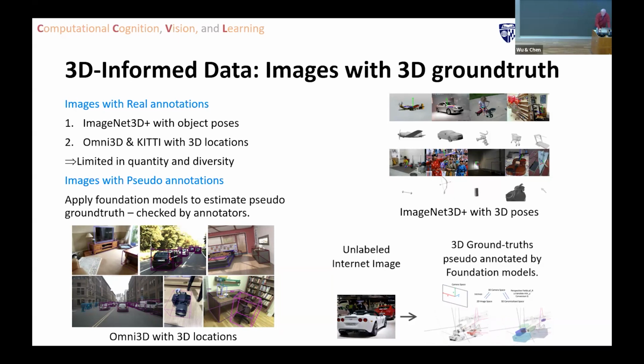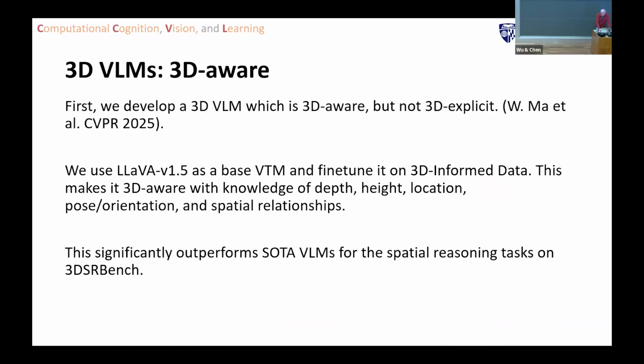Okay, so that gives you 3D informed data was the term that we used for this. Some images with real 3D ground truth, and some pseudo-annotated by foundation models checked by humans. And then first paper, we developed a 3D VLM, which we call 3D aware, but not 3D explicit. 3D aware means what you do is you take an existing VLM. We took LLaVA because Facebook at that time was a good company. Well, Meta was. Well, things were open source. I guess they still have open source. This was a nice one. And then we just fine-tuned it.